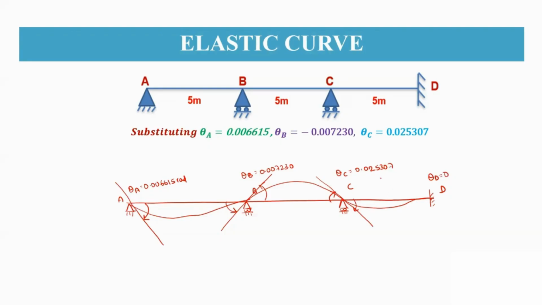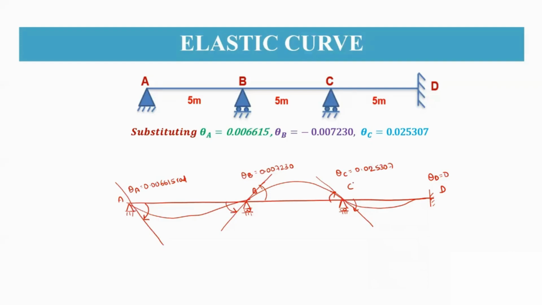Why? Because it is a fixed support. So this theta C is clockwise, this theta B is anti-clockwise, and this theta A is clockwise. Okay. So this is how you're going to represent your elastic curve.